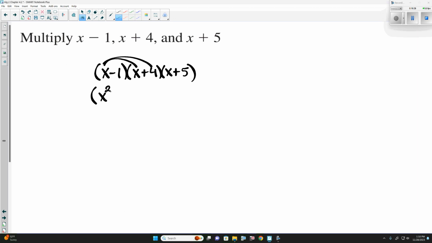X times x would be x squared. X times 4 is 4x. Negative 1 times x is negative 1x. And negative 1 times 4 is negative 4. Now this one here we did leave the parentheses because we do have to do another multiplication once we're done.